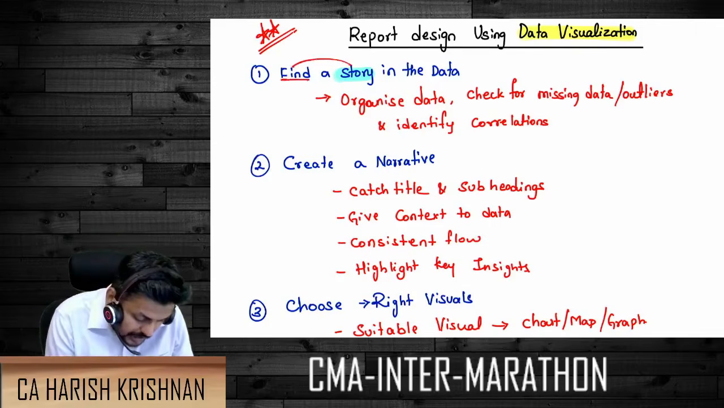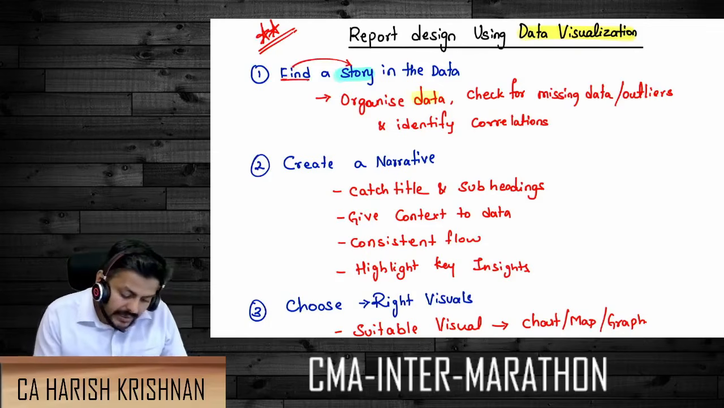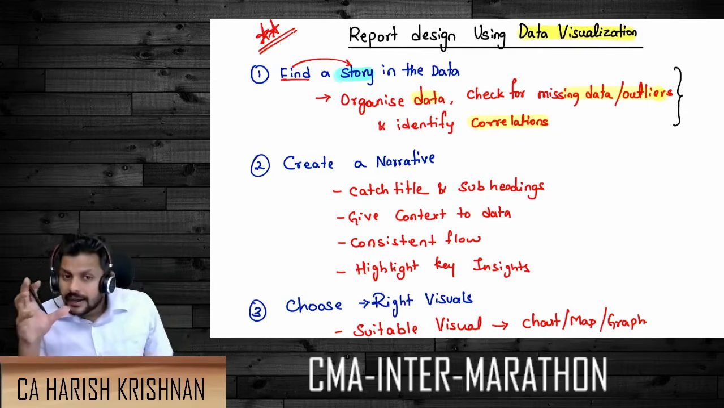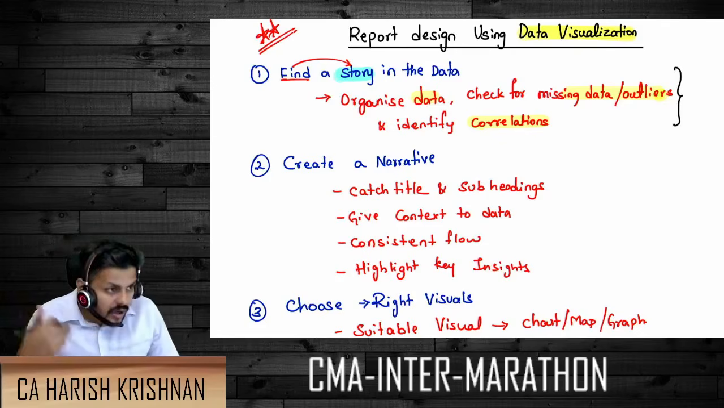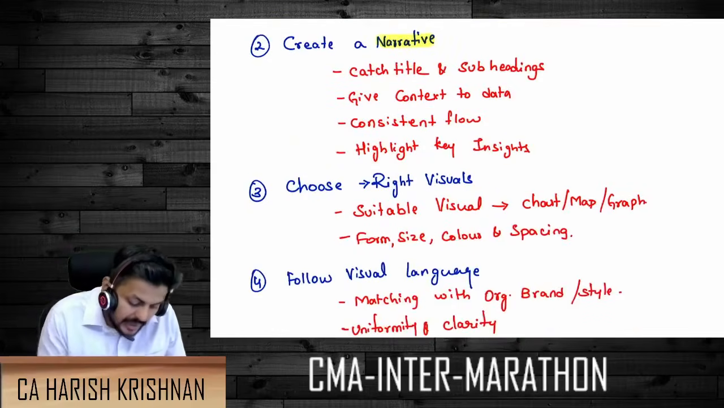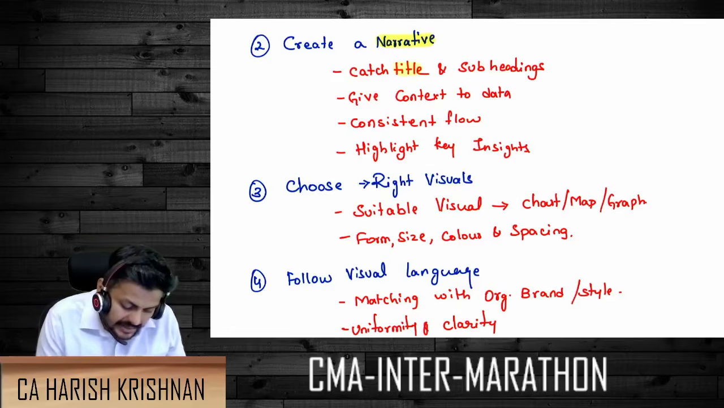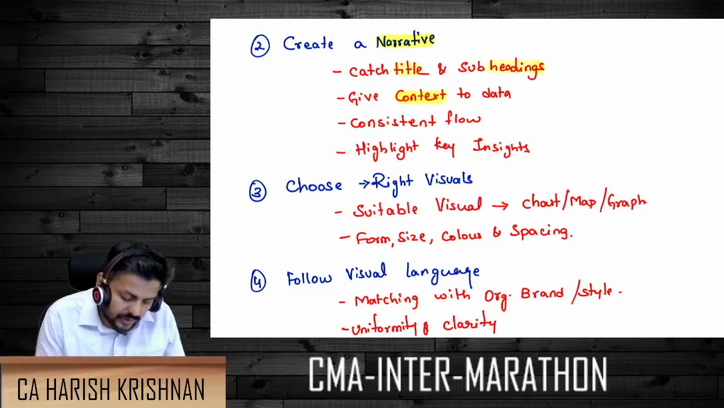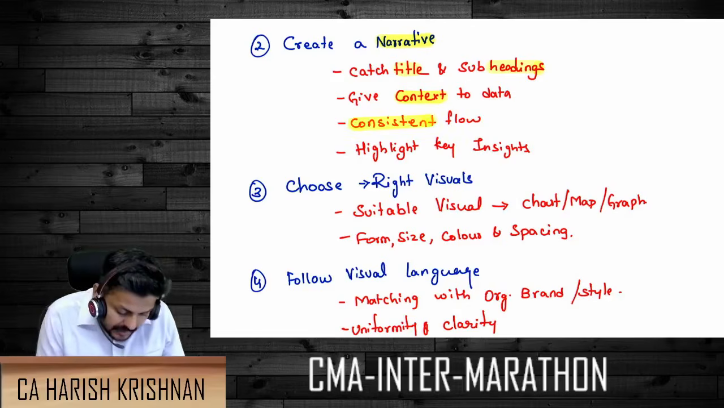find a story in the data. That is, organize the data, check for any missing data or outliers, and identify correlation points. Did we do this in the cleansing aspect? First of all, you find out and understand what data you have, because once you know what the story is in the data, accordingly only can you present it, right? Then create a narrative, catch the title and subheadings, give context to the data, and get in a consistent flow.